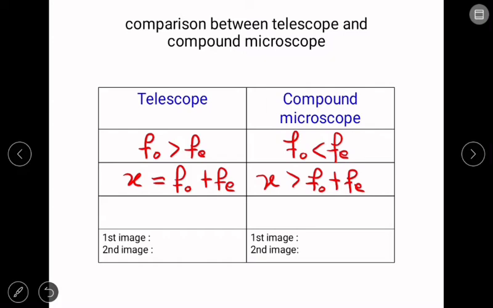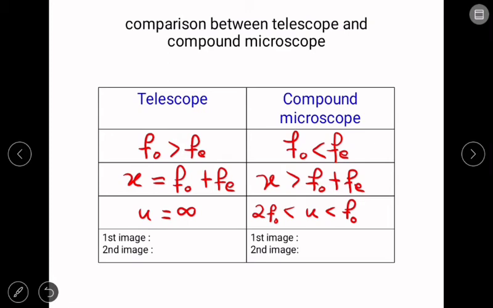Next, we are going to compare the object distance. For a telescope, our object distance is at infinity. But for a compound microscope, our object needs to be placed in between F and 2F, alright? And it has to be for our objective lens. I'm going to jot down O here to represent the objective lens.